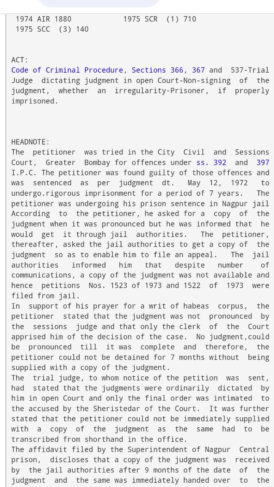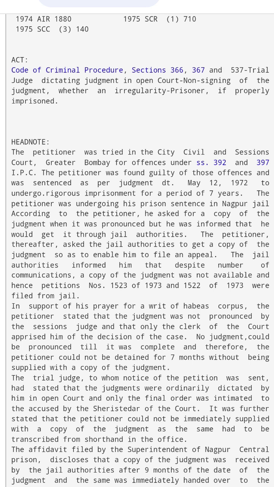3. What is the petitioner asking for? The petitioner wants the court to look into this situation because he believes it's unfair that he has been kept in jail without a proper judgment being announced and without being given a written copy of the judgment. He feels that since the judgment wasn't announced by the judge and it wasn't complete, he should not have been imprisoned for 7 months.